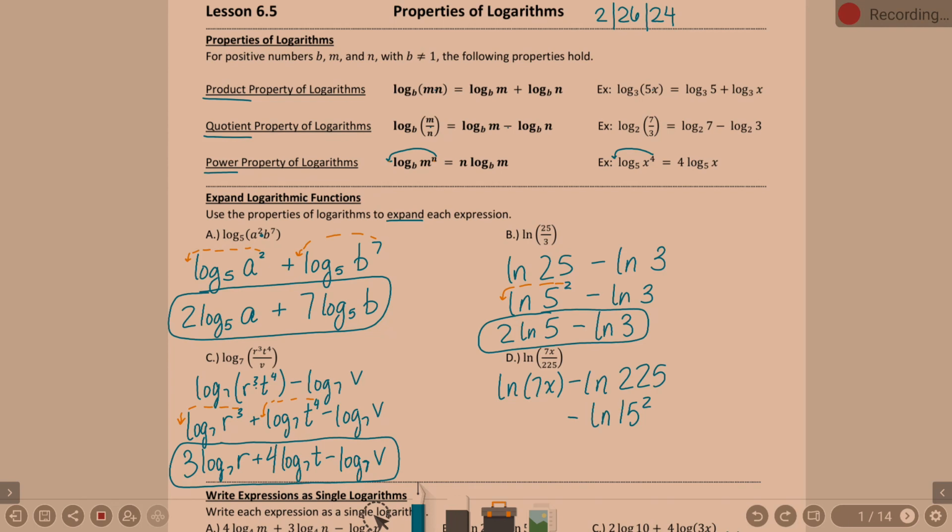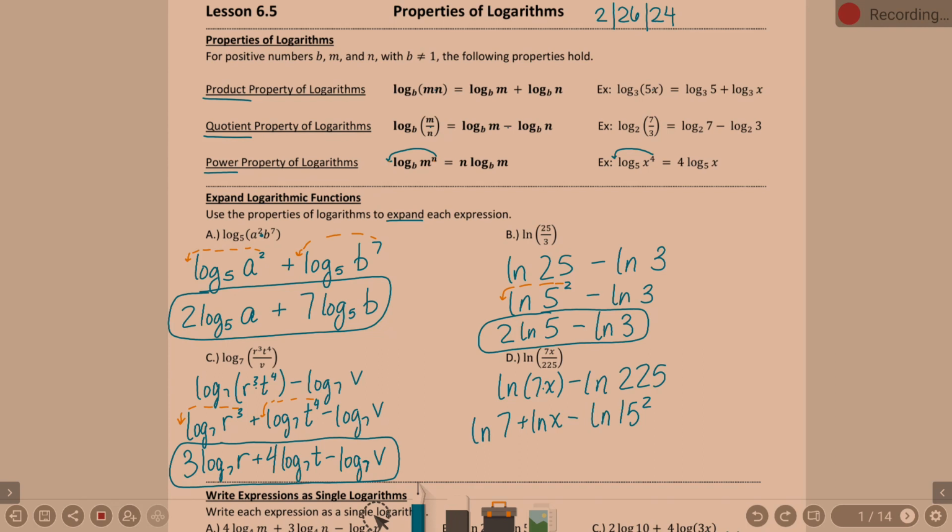I was trying to decide which way I wanted to go with this, because my answer key has it slightly different. Okay. Before we move on, what about natural log of 7x? Yeah. 7x is 7 times x, right? So if that's 7 times x, this can be rewritten as the natural log of 7 plus the natural log of x.